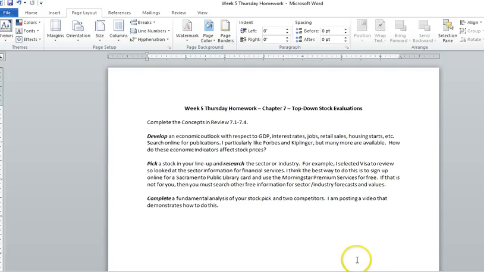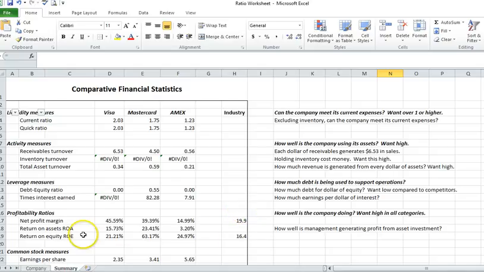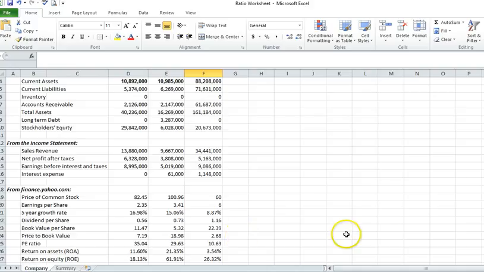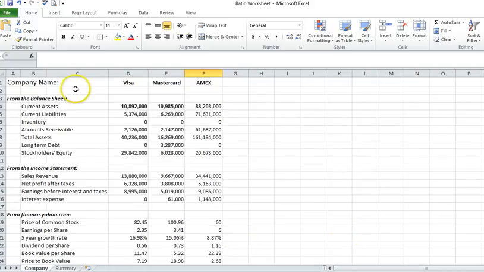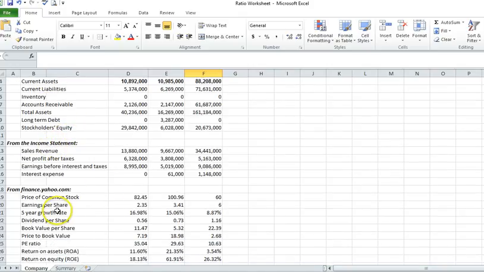In your weekly homework folder, what I've prepared for you is a spreadsheet. It has two tabs. It has a company tab and a summary tab. So I'm going to go to the company tab first, and I'm going to show you that I picked to research, as an example, Visa. And I want you to pick two close competitors, so I picked MasterCard and American Express. So next I had to go in and collect all of this information from the balance sheet, from the income statement, and then lastly just general statistics from finance.yahoo.com.